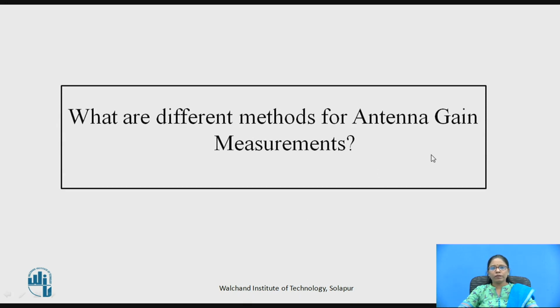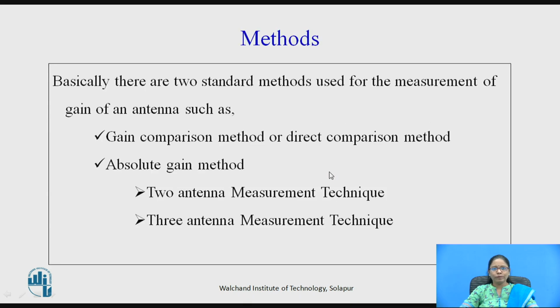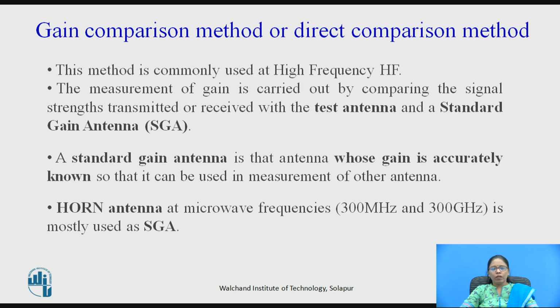What are the different methods for antenna gain measurement? Basically, there are two standard methods used for measurement of the gain of an antenna: the gain comparison method, which is also called the direct comparison method, and the absolute gain method. In that, there are two techniques: the two antenna measurement technique and the three antenna measurement technique. In this video, I'll be talking about the gain comparison method or the direct comparison method.